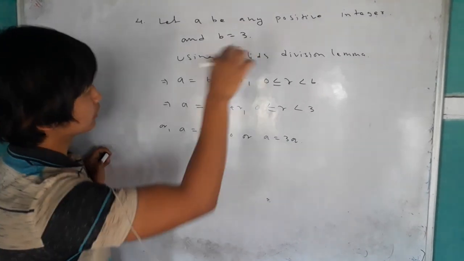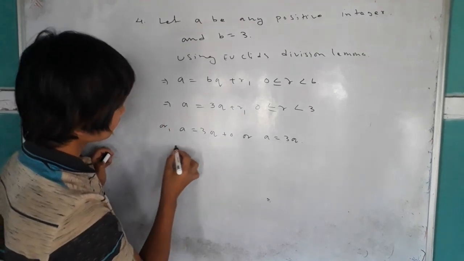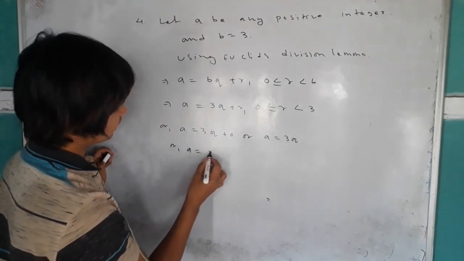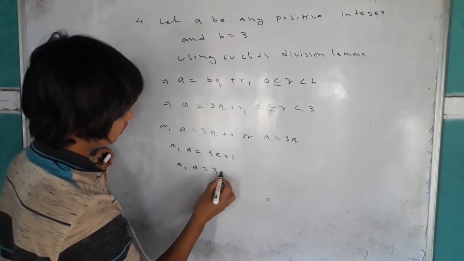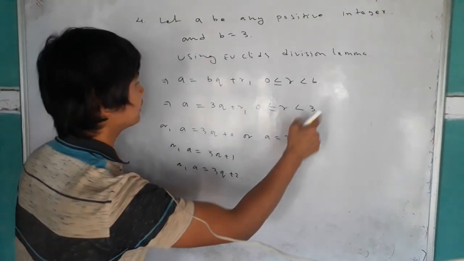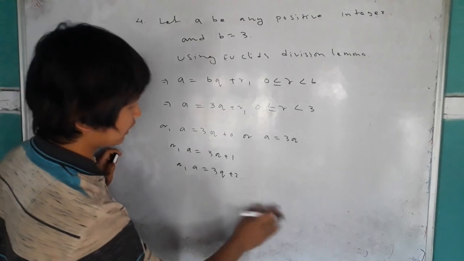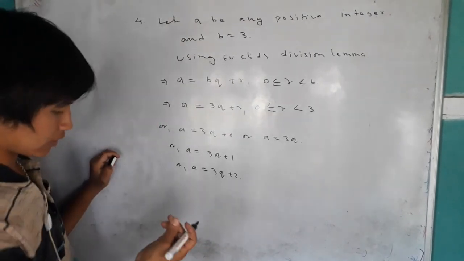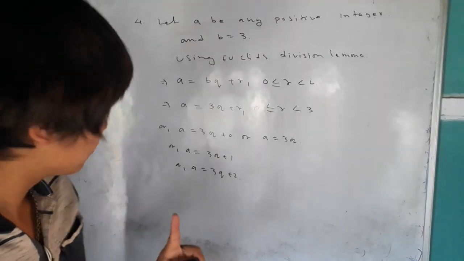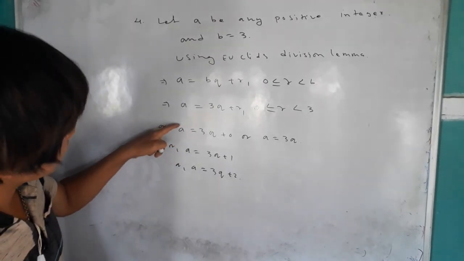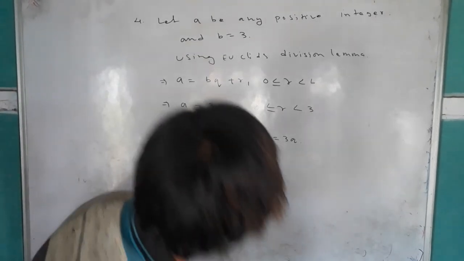This can be, because the question is saying positive integer only. Or a can be 3q plus 1, or a equals 3q plus 2, but it cannot be 3 because it should be less than 3. We are not allowed to use the value of 3. So what the question is saying, square, we need to square all these terms, and we'll get the answer.